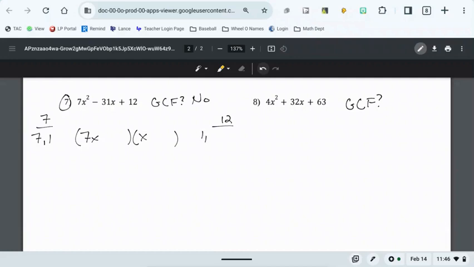So we have -1, -12, -2, -6, -3, and -4. And then we have the flipped versions of those, right? We can flip them around.